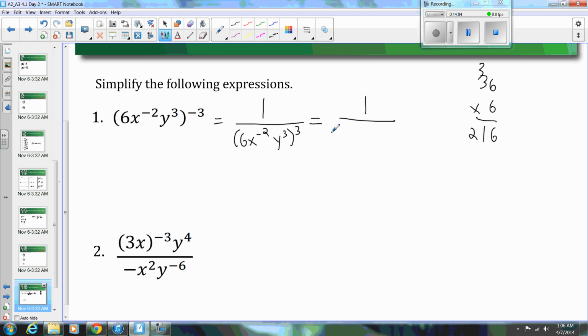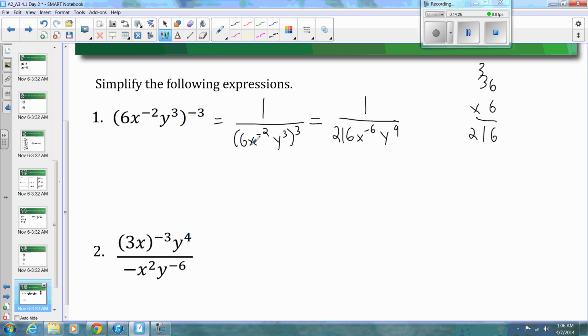All right, so 6 cubed is 216. x to the negative 2 power raised to the third power, what is that? That's x to the negative 6, because this is negative 2 times 3. And then we have y to the third power also cubed. That is y to the 9th. Okay? So hopefully everybody followed what I did there.